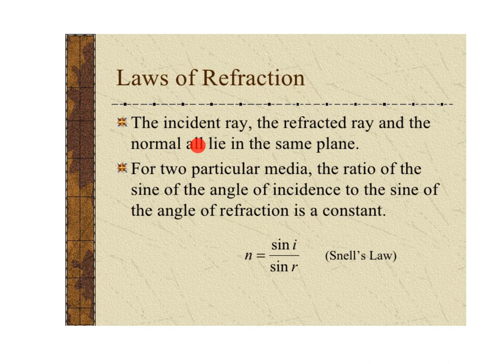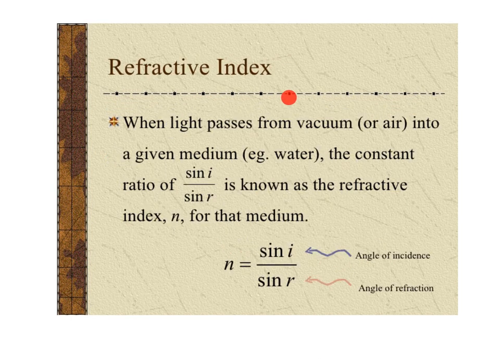So there are the laws of refraction. First, the incident ray, the refracted ray, and the normal all lie in the same plane. Second, for two particular media, the ratio of the sine of the angle of incidence to the sine of the angle of refraction is constant. That is, n is equal to sin I upon sin R. This equation is also known as Snell's law. What is n? n is nothing but the refractive index.